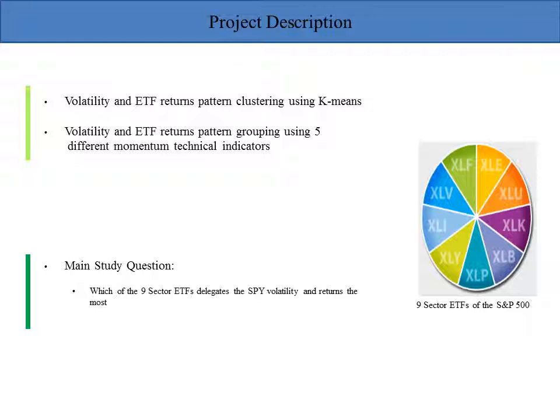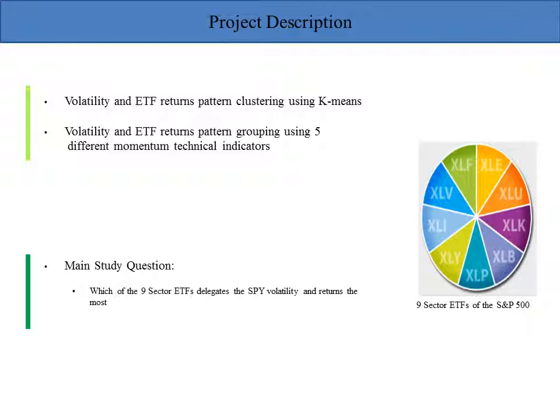So for our project, we are going to be studying the volatility and return graphs for 9 sector ETFs that compose the S&P 500 index. On the right is an image that shows the 9 different ETFs that compose the SPY. We want to identify patterns in the volatility and return graphs using 2 methods. The first method we will be using is k-means clustering, which is a method that Dr. Kashana used in one of his studies.